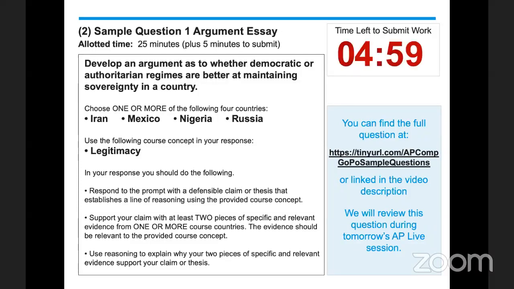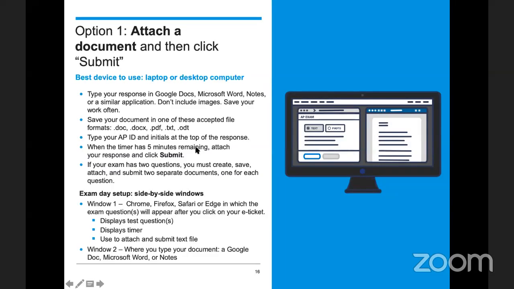Okay, so again, at this point in your testing experience for AP Comparative Government, you should be wrapping up your writing. You should start the uploading process, or the submitting process. And you have three different options with this. One is to attach a document and then submit. And you want to make sure on that document that you have your AP ID and initials at the top of the response for the argument essay.